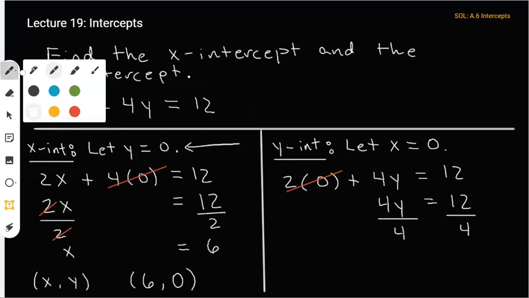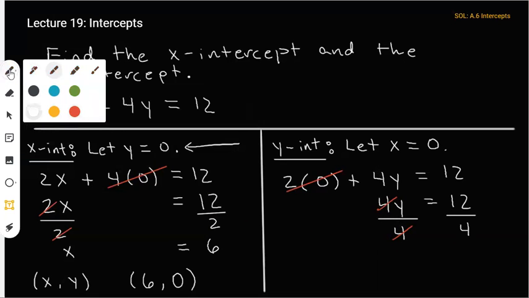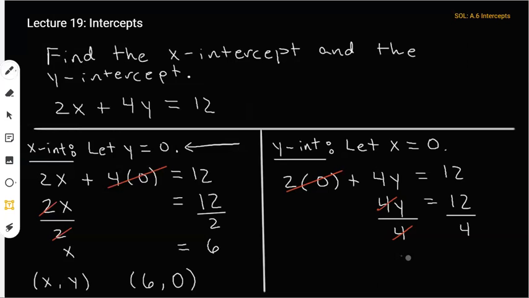So when I do that, the 4 and the 4 are going to cancel out on the left side because 4 divided by 4 is 1. So I'm only going to be left with the y on the left side. And then 12 divided by 4 is going to give me 3. So now I know that y is equal to 3.